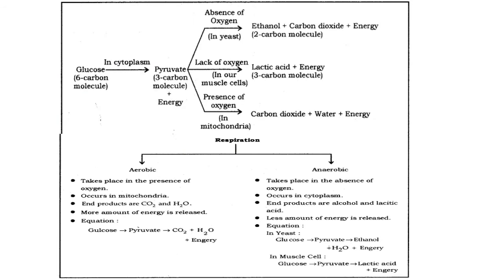So let's have a quick recap over here. The 6 carbon molecule, glucose, will be converted into pyruvate, the 3 carbon molecule, and releases some energy, and this process occurs in the cytoplasm. Once the pyruvate is formed, it will be either in the absence of oxygen, lack of oxygen, or in the presence of oxygen. So what happens in the absence of oxygen? What is the product formed? It is ethanol, carbon dioxide and energy. If there is a lack of oxygen, then lactic acid and energy are formed.